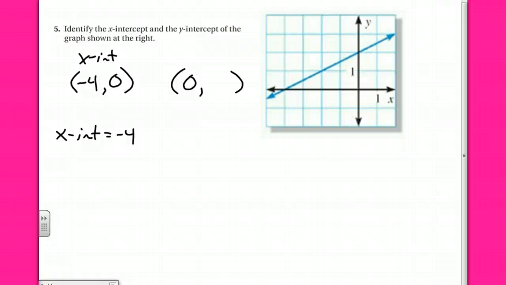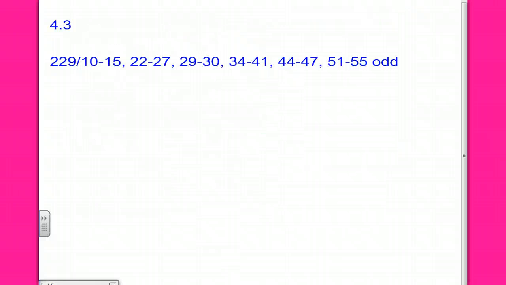And then the y-intercept, everyone, 3, 2, 1. 2. So we could write it as an ordered pair, 0, 2. Or you could say the y-intercept equals 2. And everyone knows the x value would be 0 because it's on the y-axis. Okay? There's your assignment.